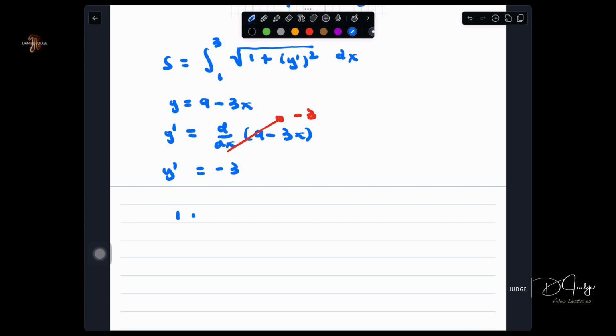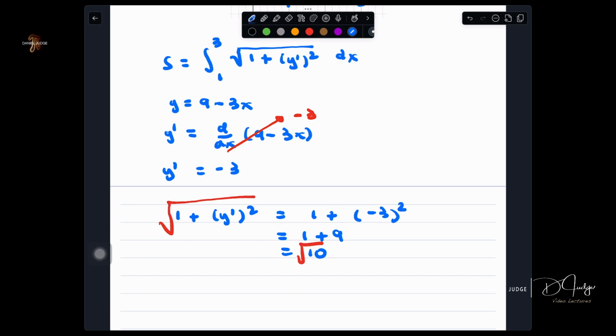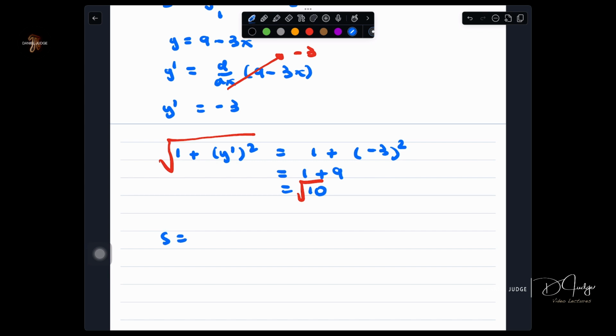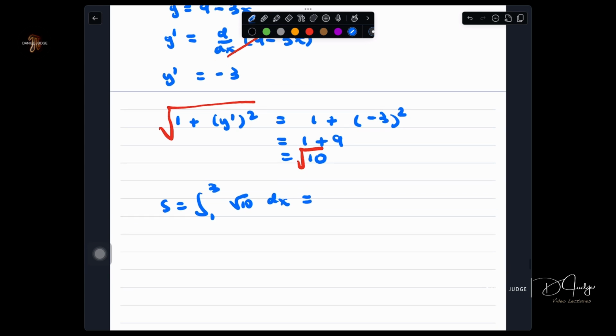So now, by looking at 1 plus y prime squared, you get 1 plus 9, which is 10. And again, we've got to take the square root. So what this means is the arc length will be the integral from 1 to 3, square root of 10 dx. And we can pull out the constant.